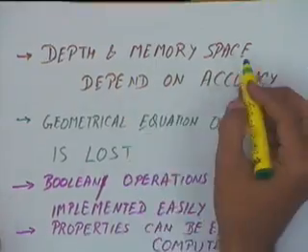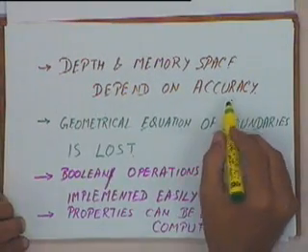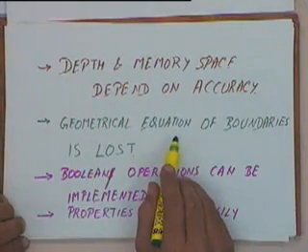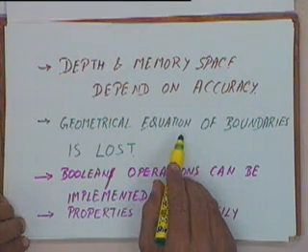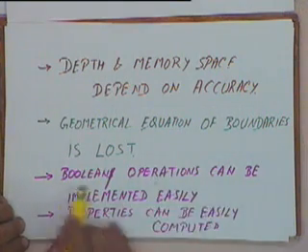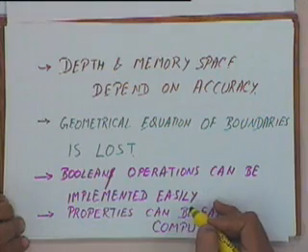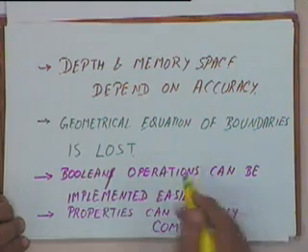Here also the depth and memory will depend on the accuracy. Here also the geometrical equation of the boundaries will be lost. The Boolean operations can be implemented easily, because every cubic cell is either a 0 or a 1. So if you are computing the union, that can be done easily. And properties can be easily computed.